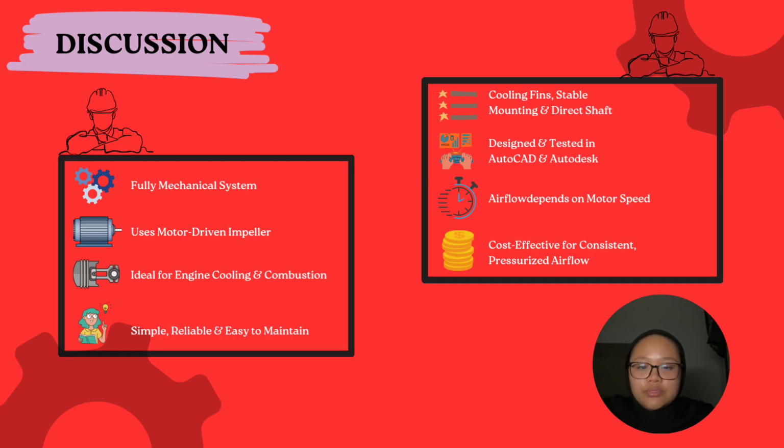Next, we're going to delve into the discussion of this project. This engine blower is a fully mechanical system that doesn't need electricity. It uses a motor to spin an impeller which pushes air outward using centrifugal force. It's great for things like engine cooling or supporting combustion, while the design is simple, reliable, and easy to maintain. With features like cooling fans, a stable base, and a direct shaft connection, we modeled and tested it using AutoCAD and Autodesk Inventor. While airflow depends on motor speed and proper alignment is key, overall it's a cost-effective and practical solution for steady airflow.